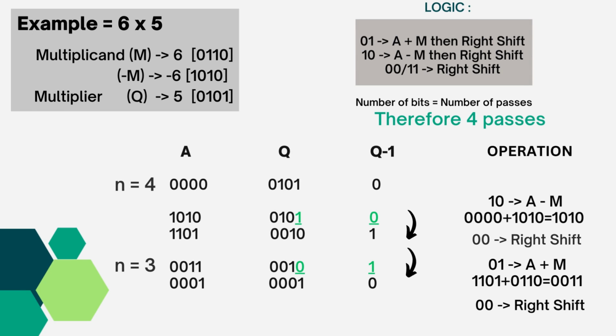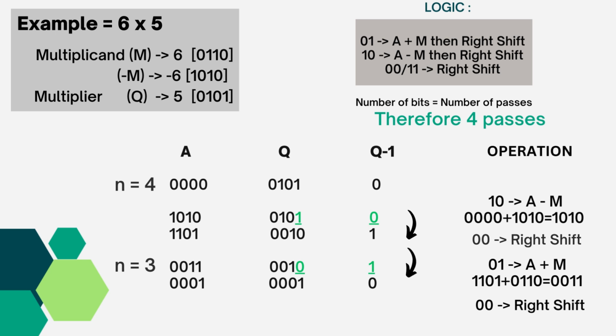Let's take the example of 6 into 5. The multiplicand m is 6 and the multiplier q is 5. 6 in binary is 0 1 1 0 and 5 is 0 1 0 1. For minus m, meaning minus 6, we will take the ones complement of the 6 and add 1, so we will get 1 0 1 0.